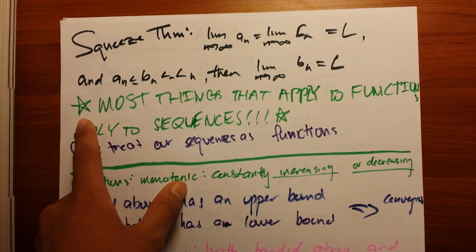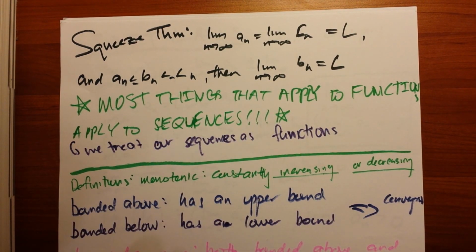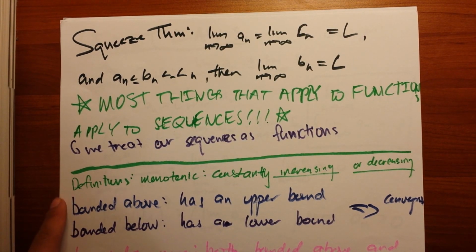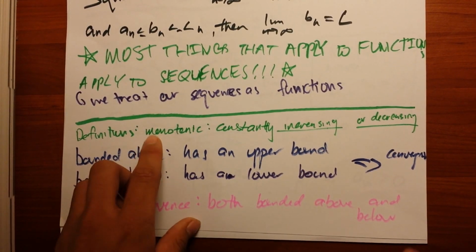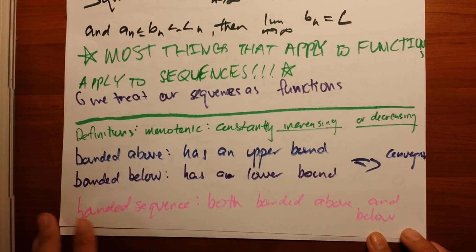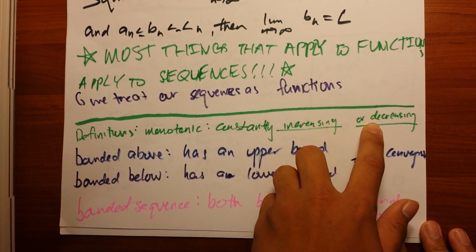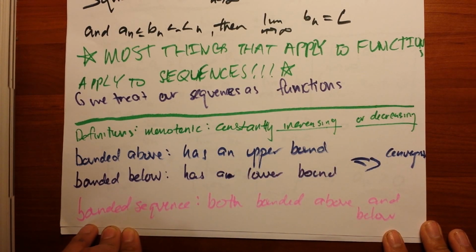And this is very logical, because if this and this are equal, this has to be equal. So in general, most things that apply to functions apply to sequences, because we treat our sequences as functions and we can write them as such. So now I'm going to define a few terms. A monotonic sequence, if it's monotonically increasing, means it's constantly increasing. Every term is greater than the preceding one.